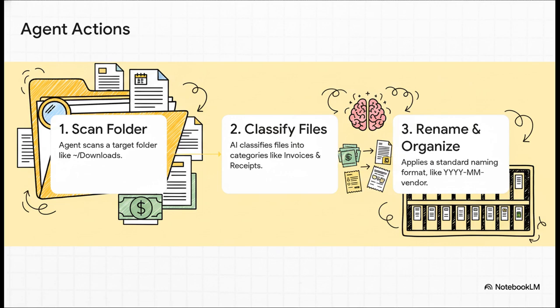First, the agent just scans a folder you point it to. Then it uses its AI to figure out what each file is. Is it an invoice, a receipt, a report, whatever. And finally, it renames and organizes everything based on rules you set. It creates a simple and, more importantly, an auditable workflow.